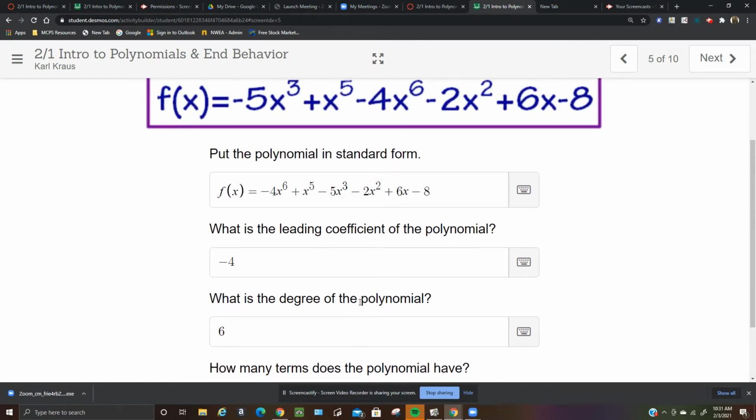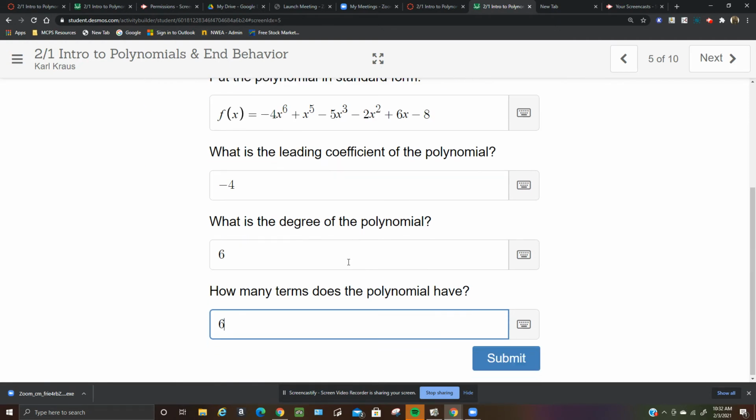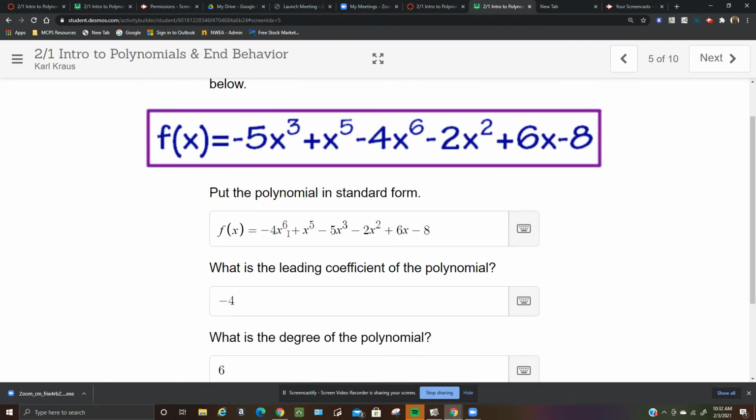So reviewing the answers on this slide, in standard form: negative 4x to the 6 plus x to the 5th minus 5x cubed minus 2x squared plus 6x minus 8. The leading coefficient is negative 4 right here. The degree is 6. And then the number of terms: 1, 2, 3, 4, 5, 6.